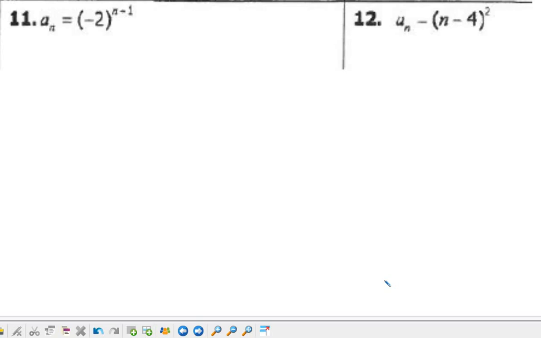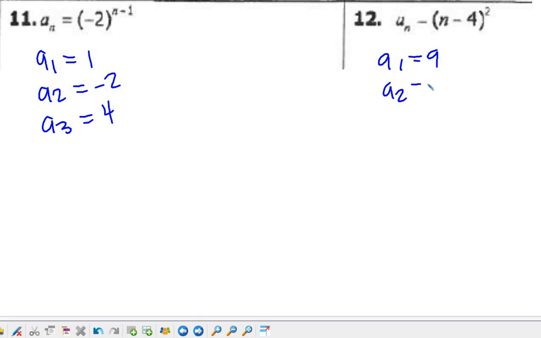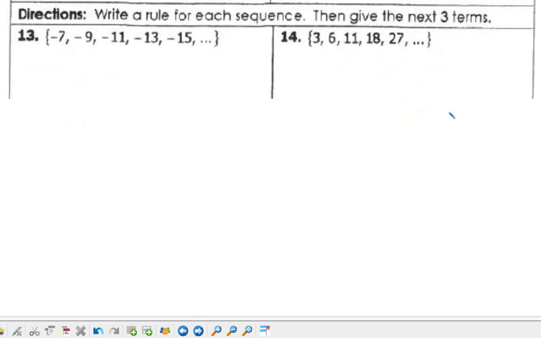Okay, so 11 and 12 are the same way. I'll give you the answers and you can plug them in and practice. So a sub 1 is 1, a sub 2 is negative 2, and a sub 3 is 4. For number 12, a sub 1 is 9, a sub 2 is 4, and a sub 3 is 1. Remember, on this video, you can pause wherever you need to. This is on Google Classroom, so you can go back and look at it anytime you need to, okay?